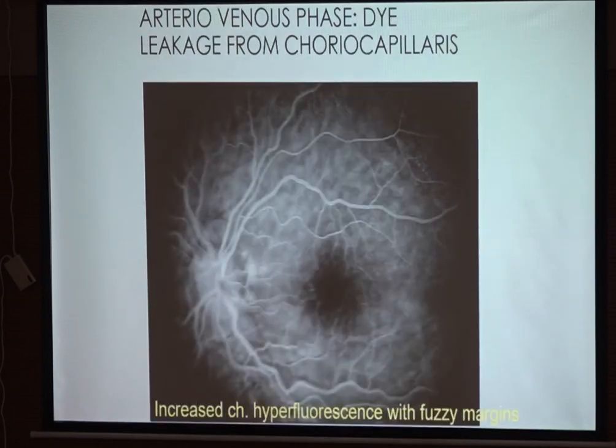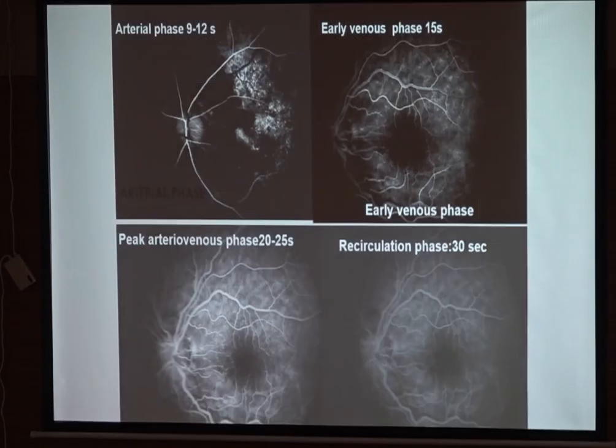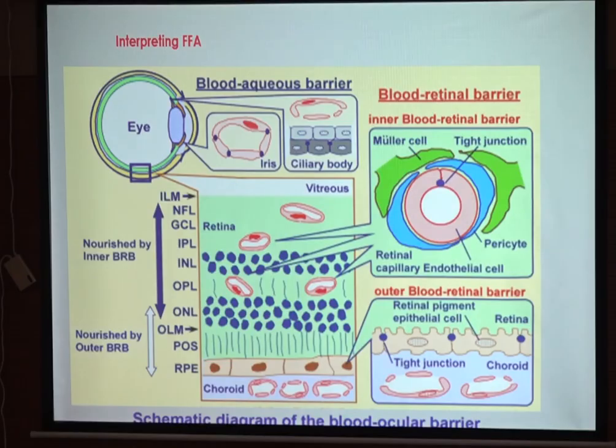Arteriovenous phase, I think I've already covered it. So there's increase in choroidal hyperfluorescence, as well as arteries and veins are equally filled. And then is the recirculation phase, where you see that the dye is almost fading away. So these are all the frames. So whenever you look at any fluorescein angiogram, you're going to look at all these phases and comment in the end. And whatever it is, it would be either hyperfluorescence or hypofluorescence.